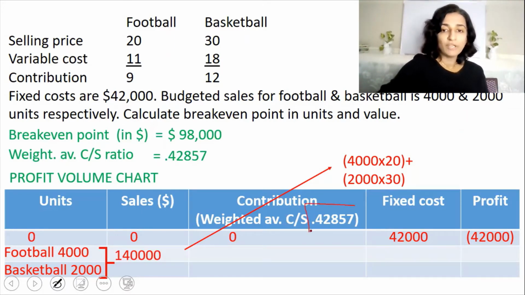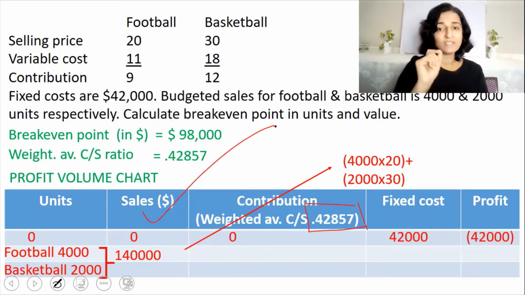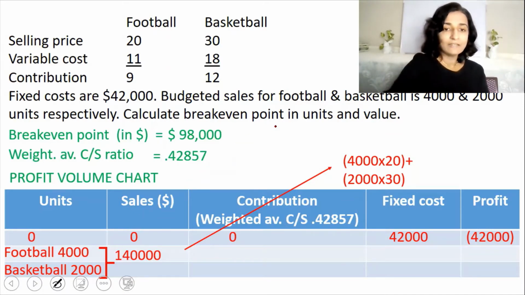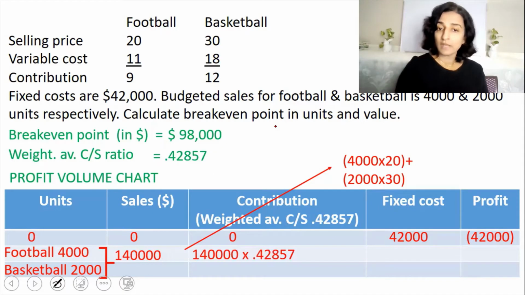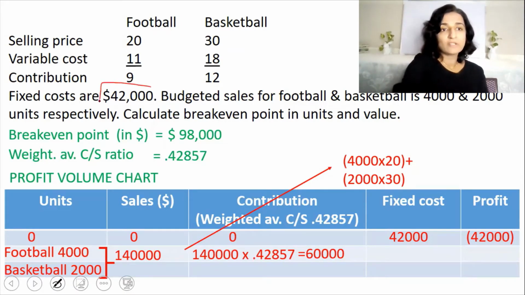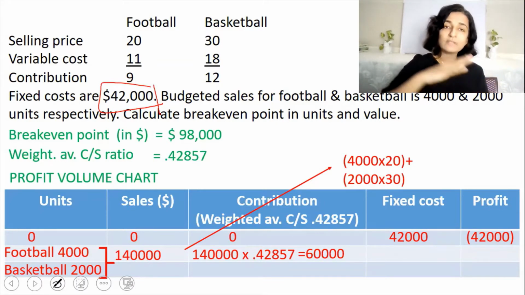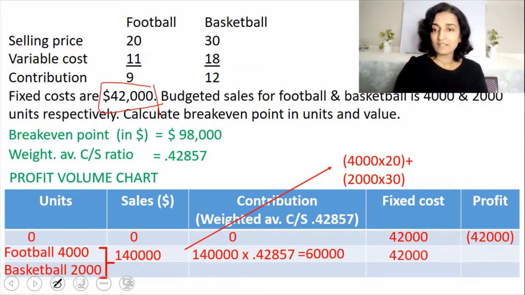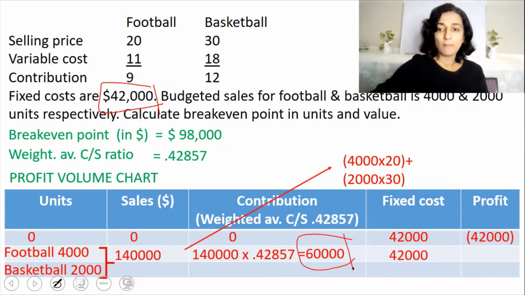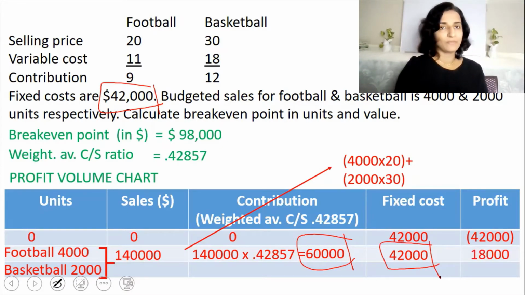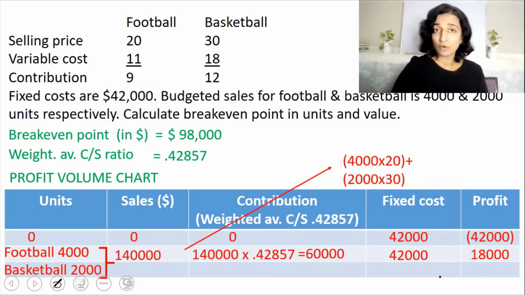And what is the contribution? Contribution is always 0.42857 of the sales value because the C/S ratio is 0.42857. So we calculate the contribution as 140,000 into 0.42857. We get the contribution as $60,000. And fixed cost, as we know, is always constant, whether we are selling 0 units or whether we are selling 6,000 units. So the fixed cost is 42,000. And what is the profit? Profit is contribution minus fixed cost. So we get the profit as $18,000. So we have got the 2 points wherein we can draw the profit line.